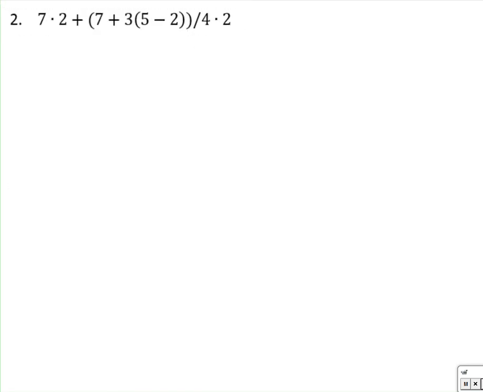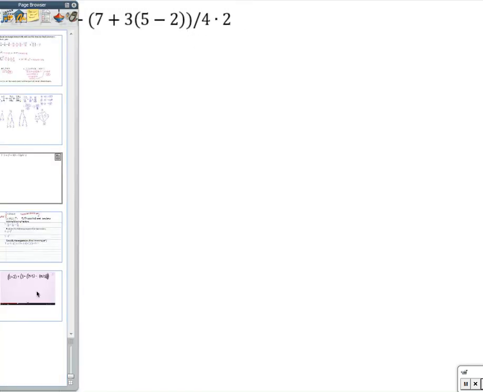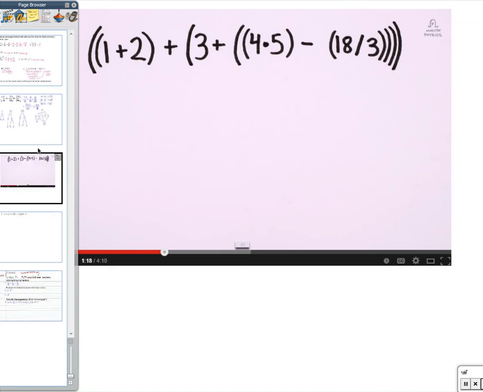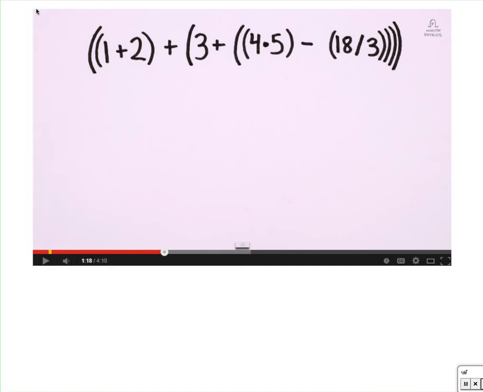Just before we do this, let's talk about what the order of operations is. So this question is about the order of operations, so let's talk about the order of operations.